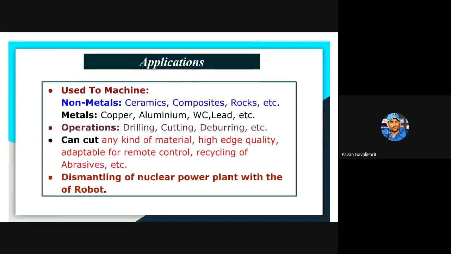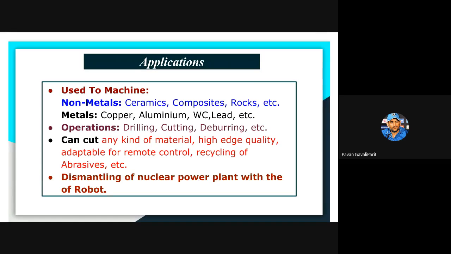Now, which are the operations? You can perform operations like drilling, cutting, deburring, etc. So it can cut any kind of material. This abrasive water jet machining process can cut any kind of material with reasonably good edge quality, with reasonably good quality of cut, good edge quality as well as acceptable.